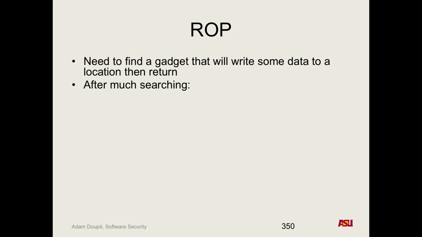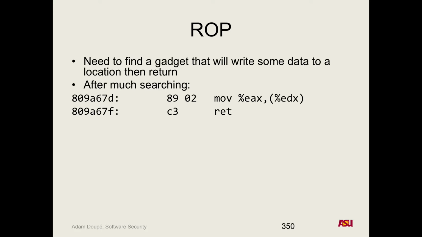So we'll search, and we'll see how to do this later. You can actually choose grep or whatever cool stuff you want to use. We find that in the program at 809A67D are the bytes: move EAX into the location pointed to by EDX, right? This is a dereference. So we're moving whatever's in EAX to wherever EDX points to. And then we return. So all we need is these 3 bytes somewhere in executable memory.